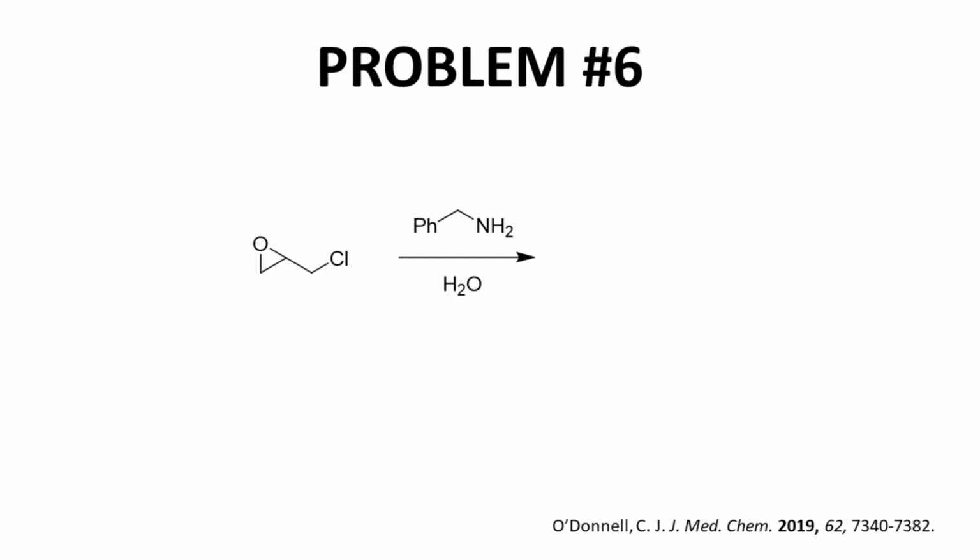Question 6. On the left is a starting material that is very commonly encountered in organic chemistry. This is called epichlorohydrin. It is an epoxide. What do we do to epoxides? We open them. Not surprisingly, above the arrow, we have a nucleophile that is strong enough to open this epoxide.